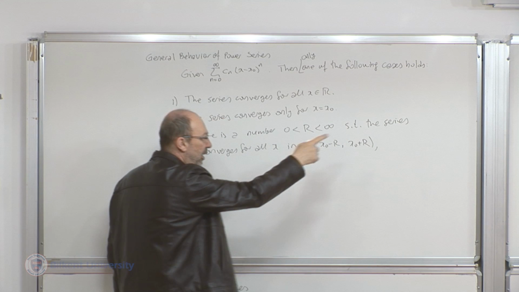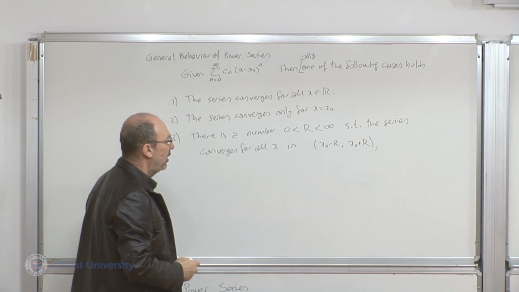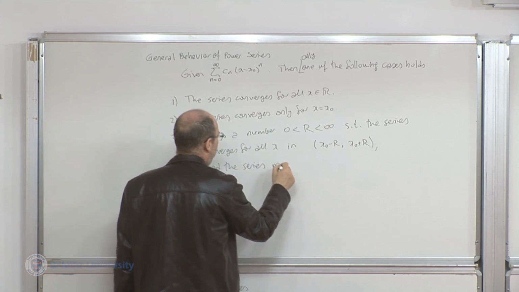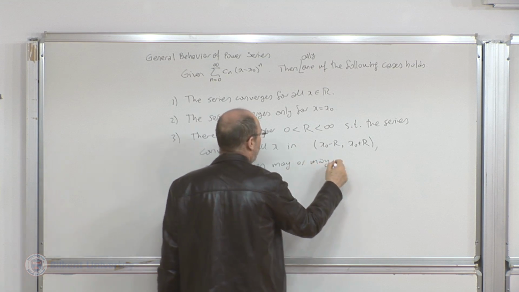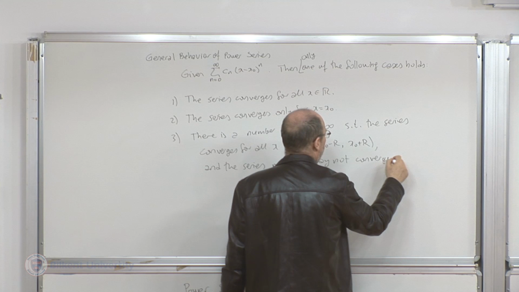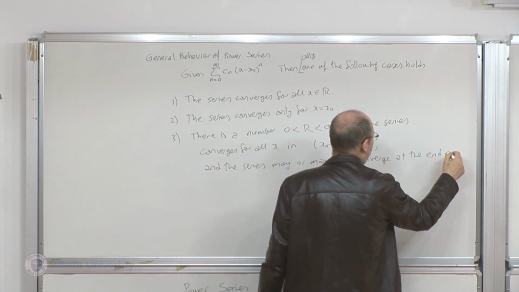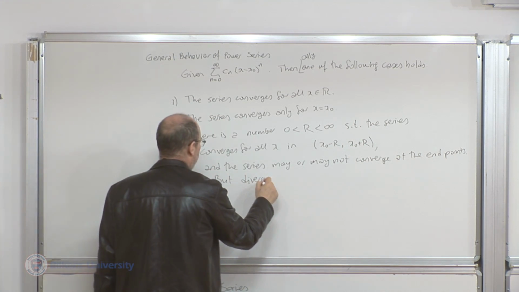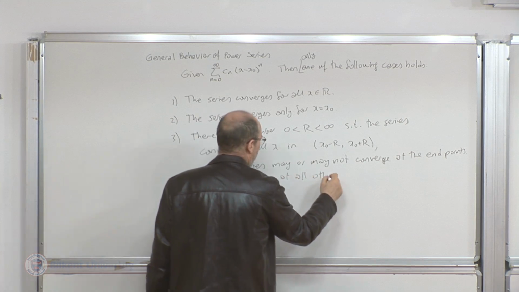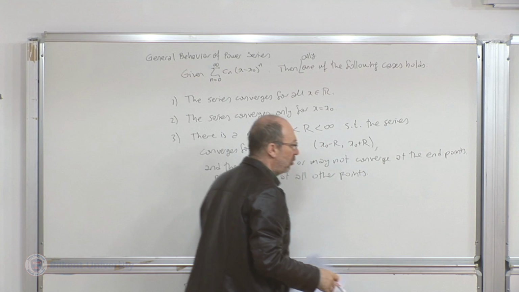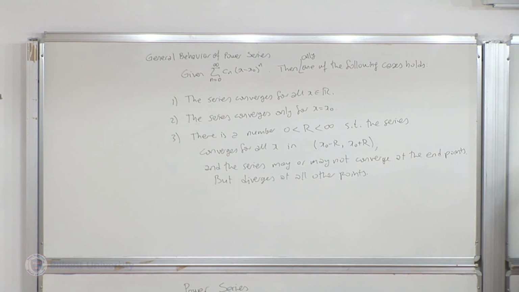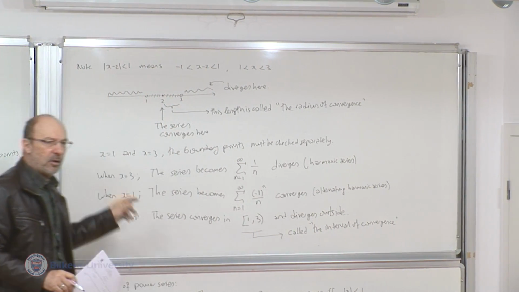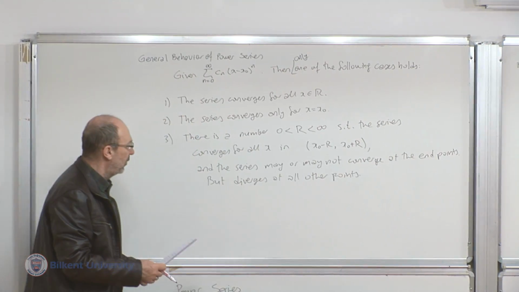And again, in that case, we have to check the behavior at the endpoints. And the series may or may not converge at the endpoints, but diverges at all other points. Okay, so in this case, we check the endpoints separately. And the ratio test, in this case, told us that it diverges here. So this says that this is always the case. Okay?